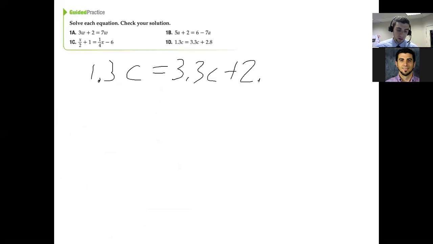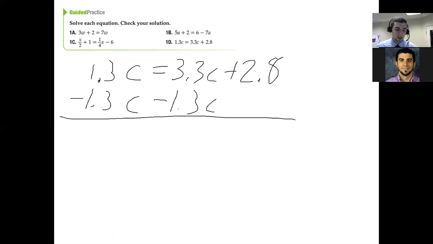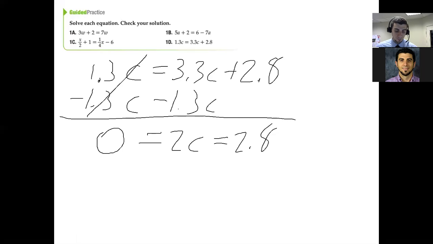Now let me show you something here. If you want to keep things as positive, you would subtract 1.3c from both sides, but that would present a problem, maybe, because you would be getting rid of everything on the left side. Well, let me show you what happens there. Subtract 1.3c from both sides. These cancel. Now you need something on the left. Well, something minus itself is always 0. And then you would have 2c equals, or excuse me, plus 2.8.